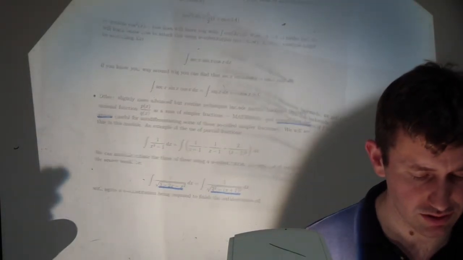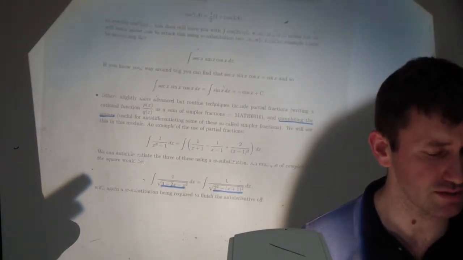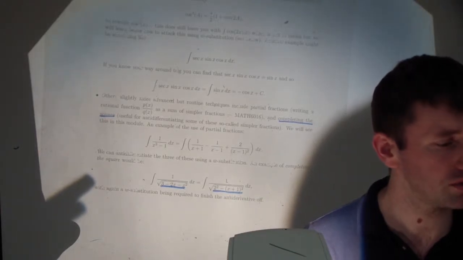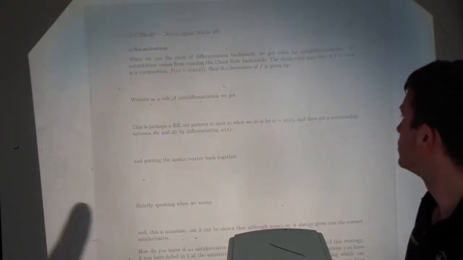There are definitely questions where some of them you can multiply out, but they're easier done with a W substitution. So I will show you, and you will need it if you go into level 7. Right. So if you have any rule of differentiation, you can run it backwards to get a rule for anti-differentiation.